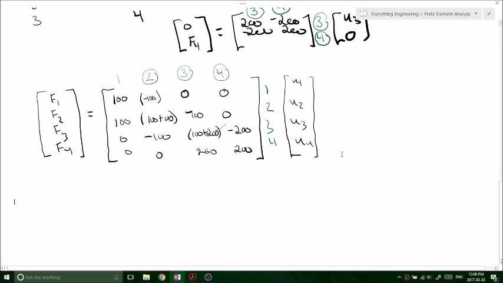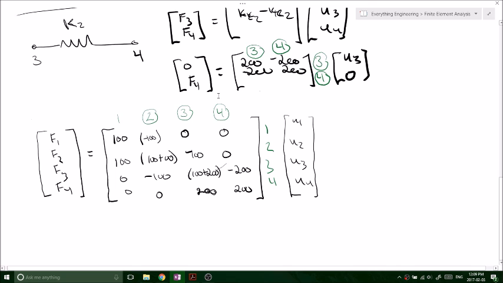Okay, so now we've got our stiffness matrix. And I made a correction here. This was actually 200 instead of 100. The previous video showed a 100 there, but it should be 200. So we'll continue with the 200, the correct value, as we finish this problem.